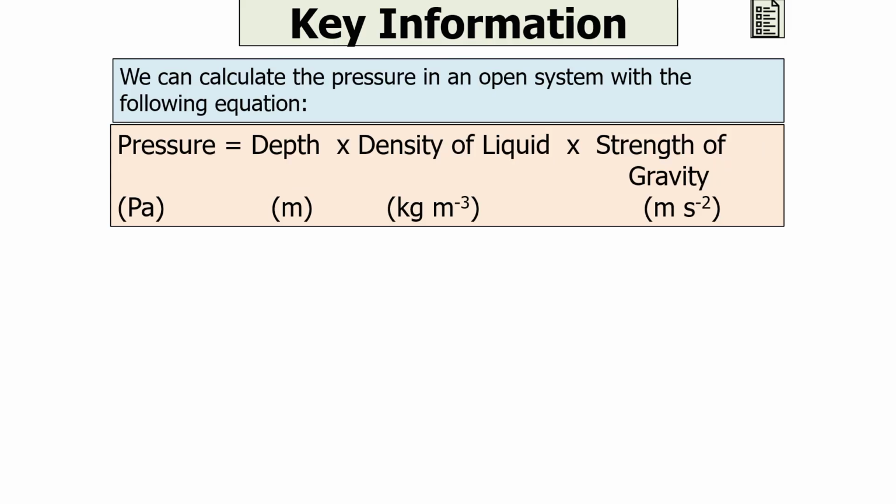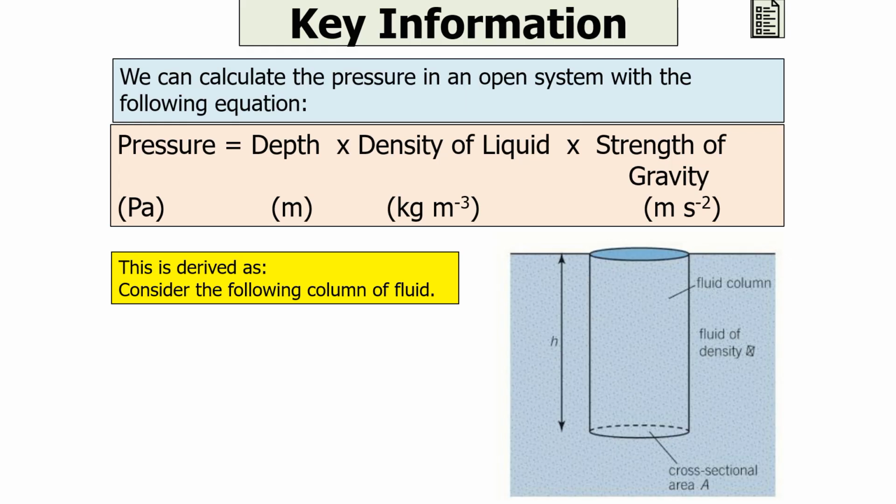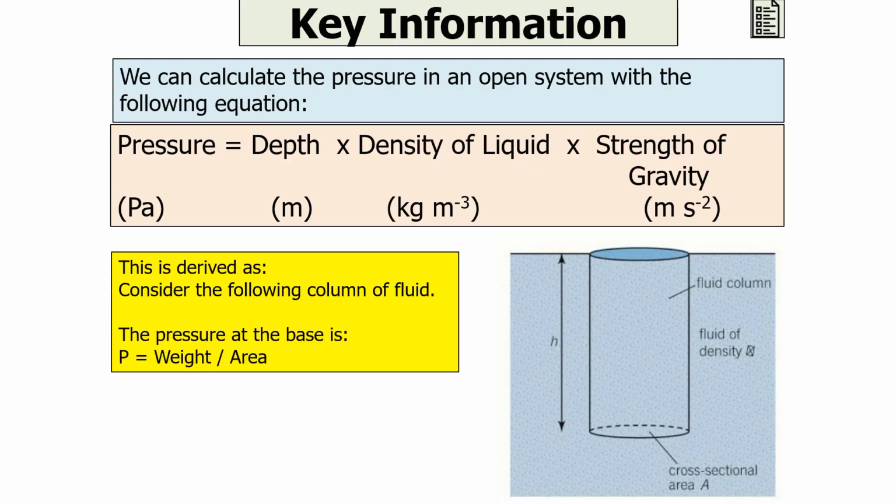Now the equation of pressure in pascals equals the depth in meters times the density of the liquid in kilograms per meter cubed times the strength of gravity calculates the pressure at one point in the fluid. We can derive this: consider the following column in the fluid. The pressure at the base of this column is force over area, and the force in this instance is weight, so the pressure is weight over area.